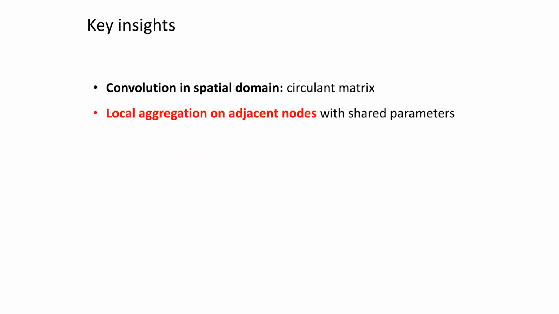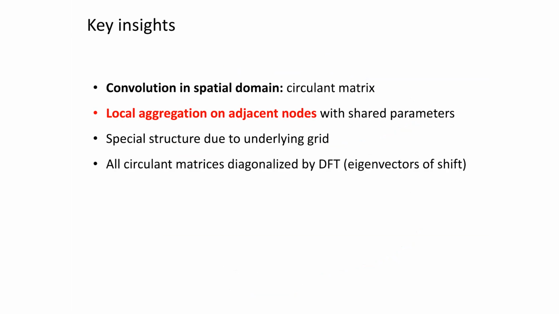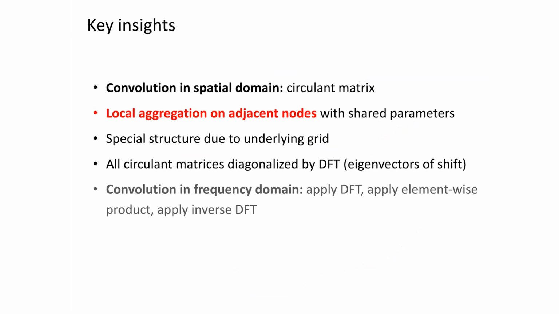So let's summarize what we recall from grids so far. Convolution in the spatial domain is a circulant matrix. You can think of it as local aggregation on adjacent nodes with shared parameters. This special structure is due to the underlying grid structure. And we know that all circulant matrices are diagonalized by the Fourier transform, whose basis vectors are eigenvectors of the shift. As a result, we can perform convolution in the frequency domain by applying the Fourier transform, doing element-wise multiplication, and doing the inverse Fourier transform.